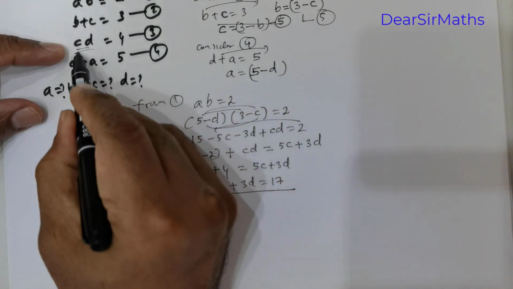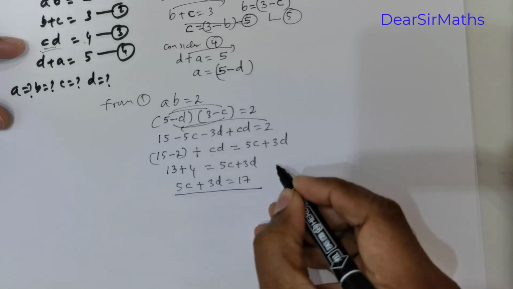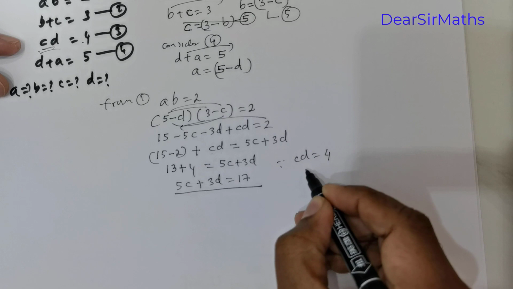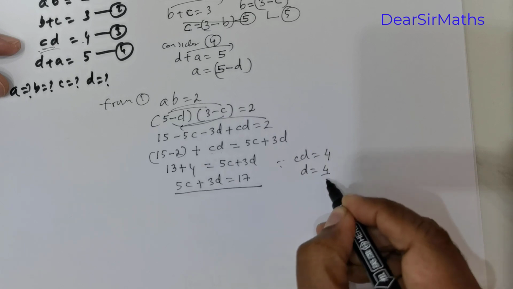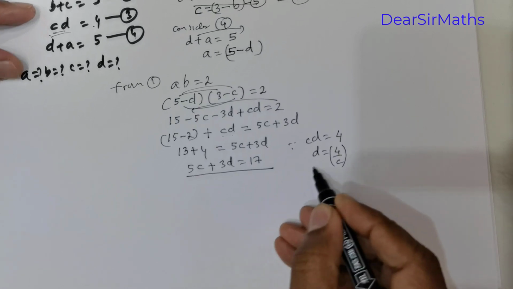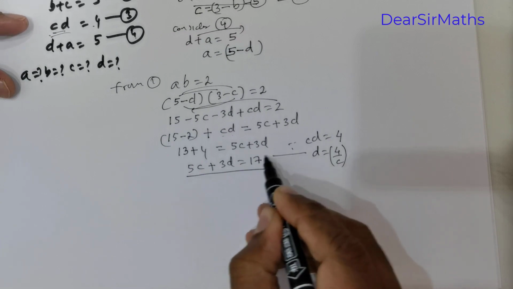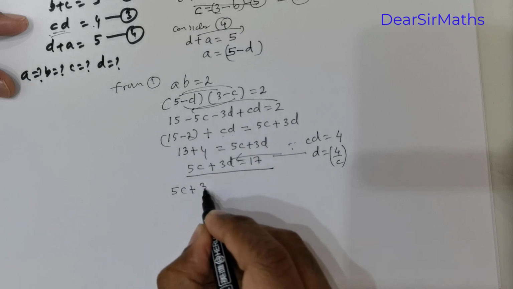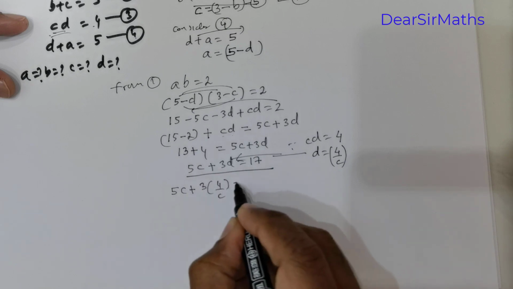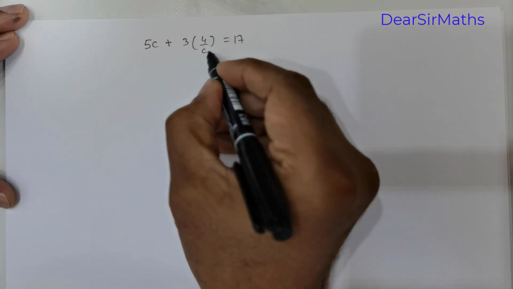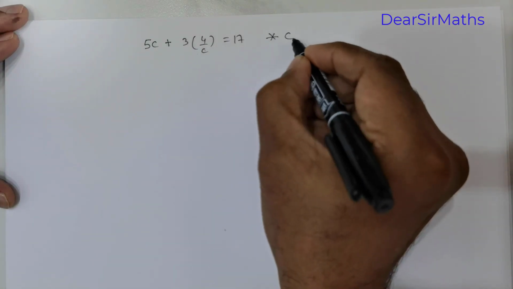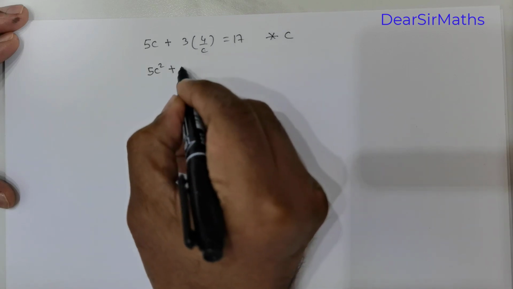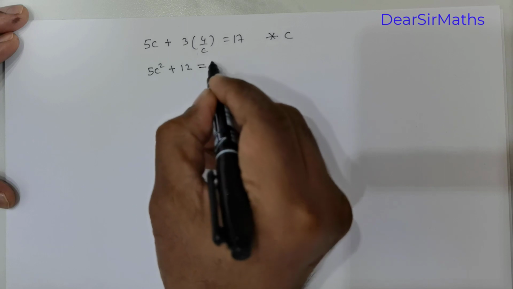Now clearly you can see that CD is equal to 4, so we will utilize that information. Since CD = 4, let me write D = 4/C. So I will take this value for D and substitute it over here. So this is going to be 5C + 3 times 4/C = 17. We will get rid of the C, and that is achieved by multiplying throughout by C. So this is going to give me 5C² + 3 times 4, which is 12, = 17C.